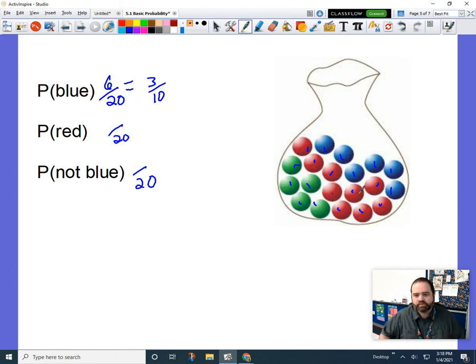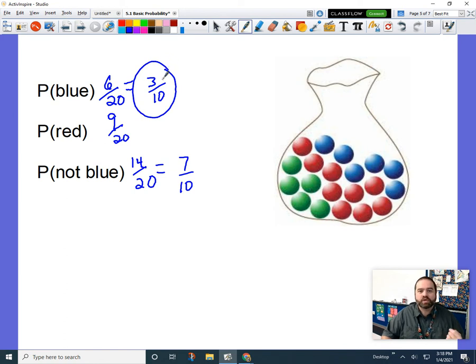Similarly with the red, 1, 2, 3, 4, 5, 6, 7, 8, 9, there's 9 reds out of 20, that doesn't reduce. And not blue. What that means, take a look over here at this bag of marbles. How many of these marbles are not blue? Well, there were 6 blue. That means that 14 of them are not blue. Reduce it down, 7/10, 70%. And those probabilities work hand in hand. If 3/10 of the time you can get a blue, 7/10 of the time you won't get a blue. They should complement each other that way if you're asked questions that go in that same vein.